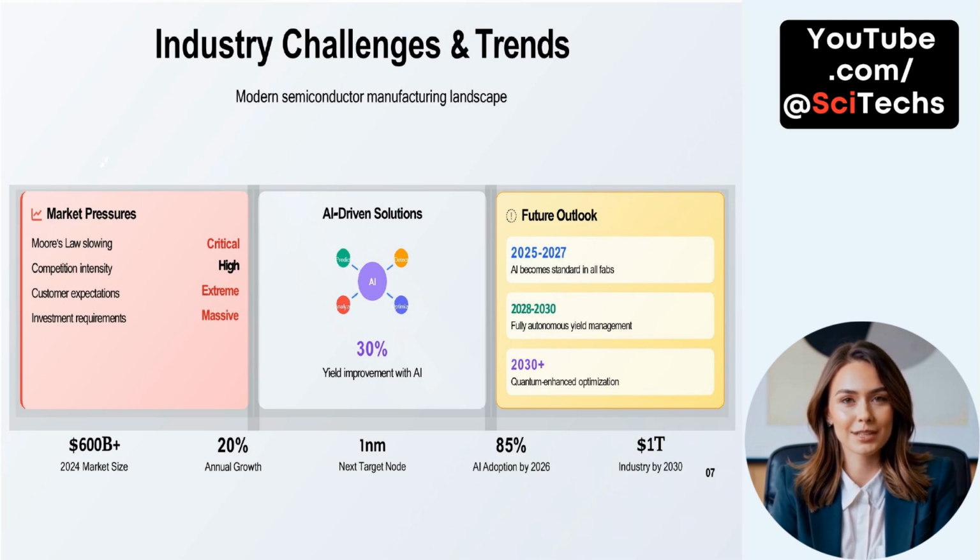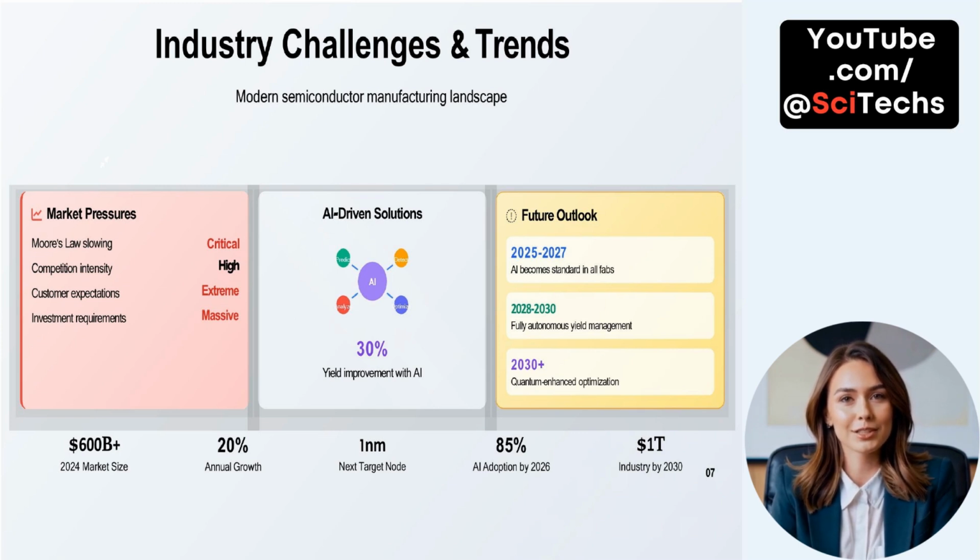Industry challenges and trends. Semiconductor manufacturing is undergoing rapid transformation, but it's also facing intense market pressures. The slowing of Moore's law presents a critical challenge, making it harder to achieve performance gains through traditional scaling. Competition remains high, forcing companies to innovate faster while meeting extreme customer expectations for quality, performance, and delivery. Investment requirements are massive, with fabs costing tens of billions of dollars. To navigate these pressures, AI-driven solutions are becoming vital.